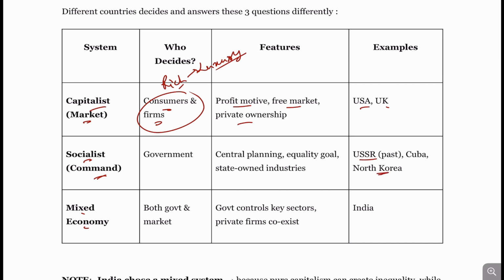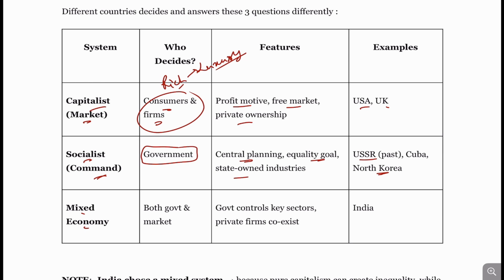The decision maker here is the government. Government decides everything. Here central planning is there. Equity is the goal. The goal is that every section of society should come onto an equal platform. So industries remain state owned. Private ownership is not given at all.